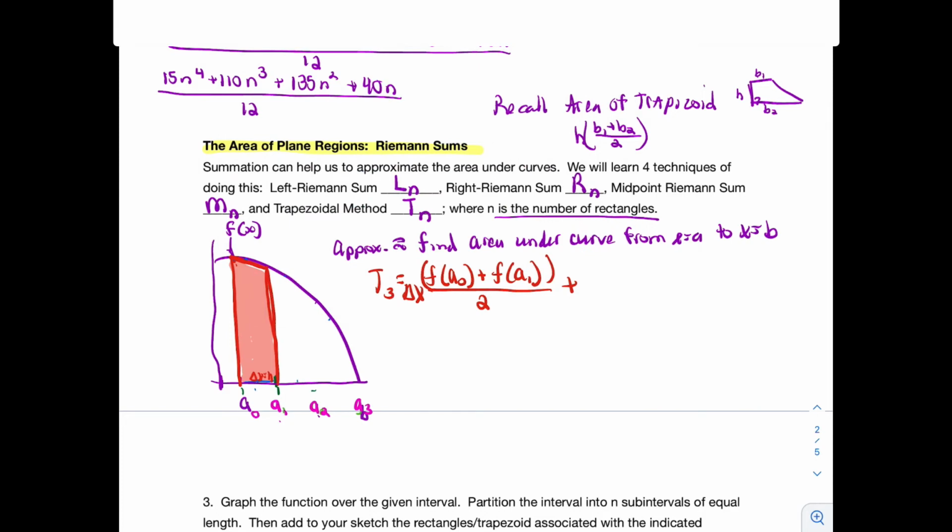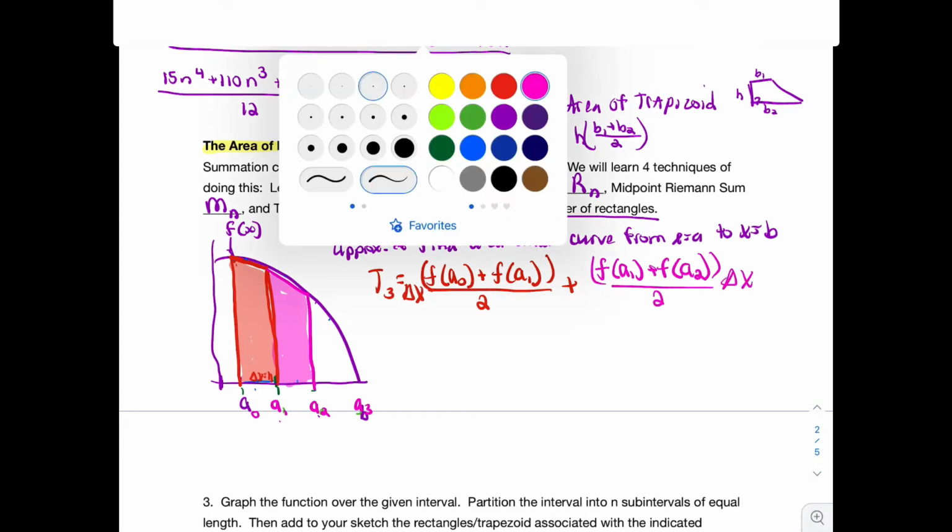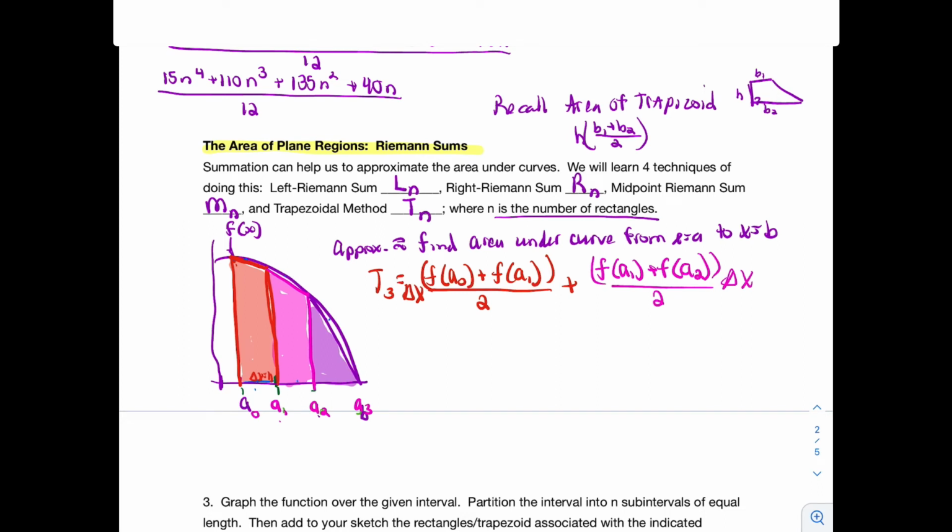Okay, now I'm going to do the same thing for our next subinterval, and that's going to be this trapezoid. To find the area of this pink trapezoid, I would take our function evaluated at a sub 1 plus our function evaluated at a sub 2, divided by 2, all times delta x. And then for our last trapezoid, we're going to take our function value at a sub 2 plus our function value at a sub 3, divided by 2, and times it by delta x.